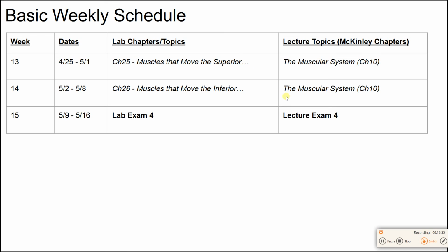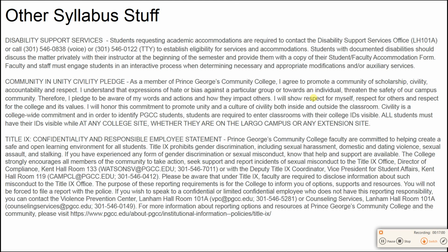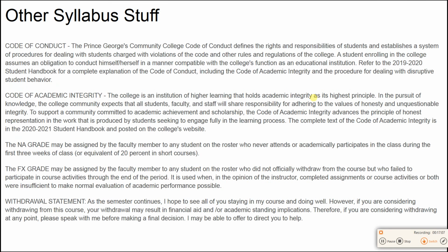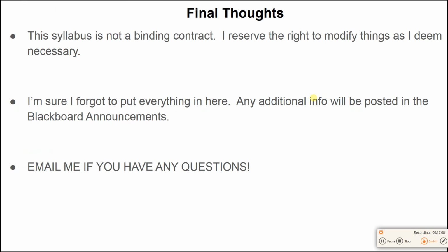And so topics plus what chapter we're doing. Some other syllabus stuff that I have to have in my syllabus, go through it and check it out if it applies to you. I'm just going to gloss over it real quick.